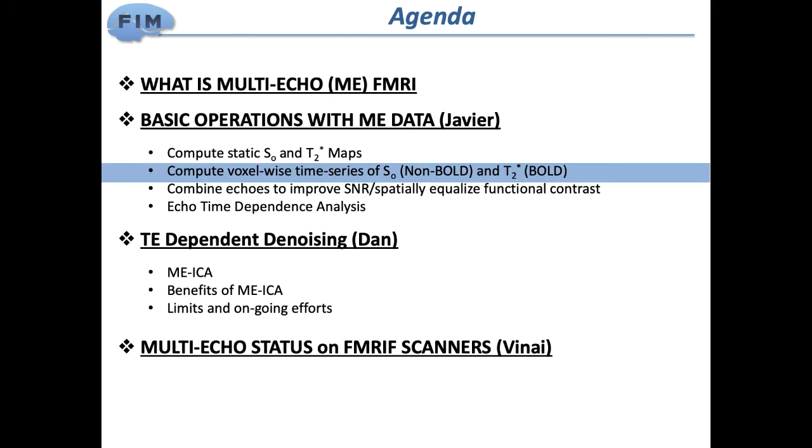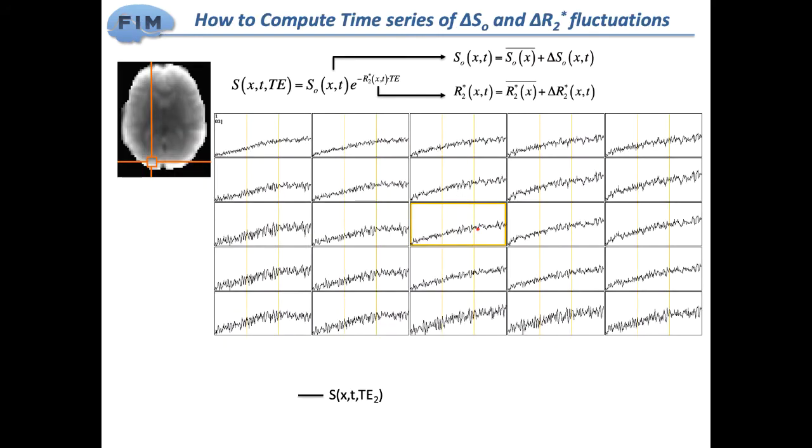We can also attempt, although I don't really recommend this because the system of equations that leads to this simple separation is not perfect and noise can easily get amplified, to estimate both the small fluctuations that are due to S0 and the ones that are due to R2 star.